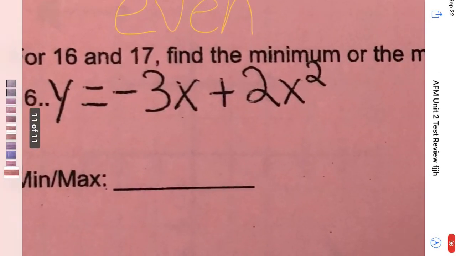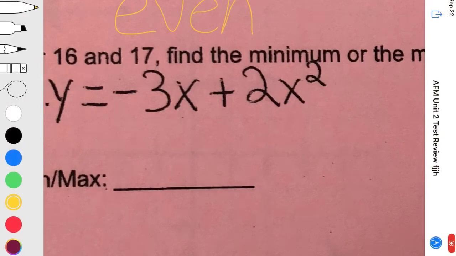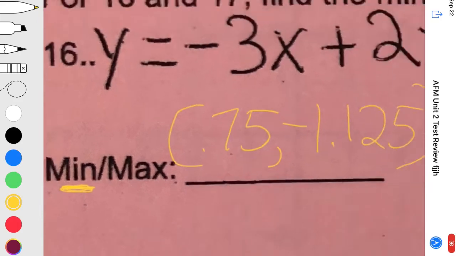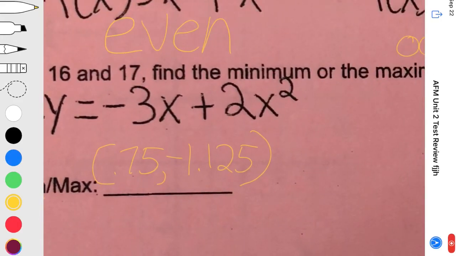So your answer for 16 would be 0.75, negative 1.125. So that would be your answer for that equation. And no, it does not ask you, but if you want to, identify the fact that it's a minimum, not a maximum.